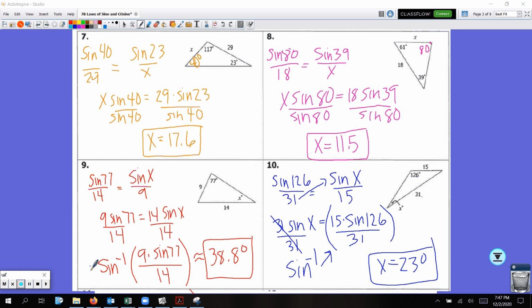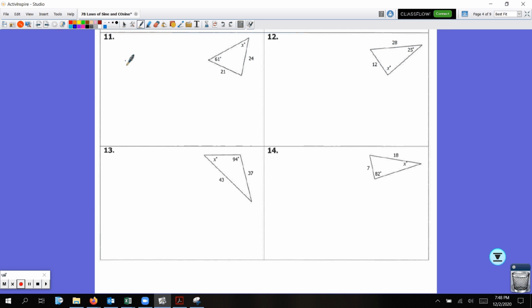All right, so I have 4 more examples here using the laws of sine to find angles. I'm going to do 2 more with you, and then you can pause and check to see how you're doing for number 13 and 14 to see if you get it, okay? So we always start the same. So here I have sine of 61 over 24 is equal to sine x over 21.